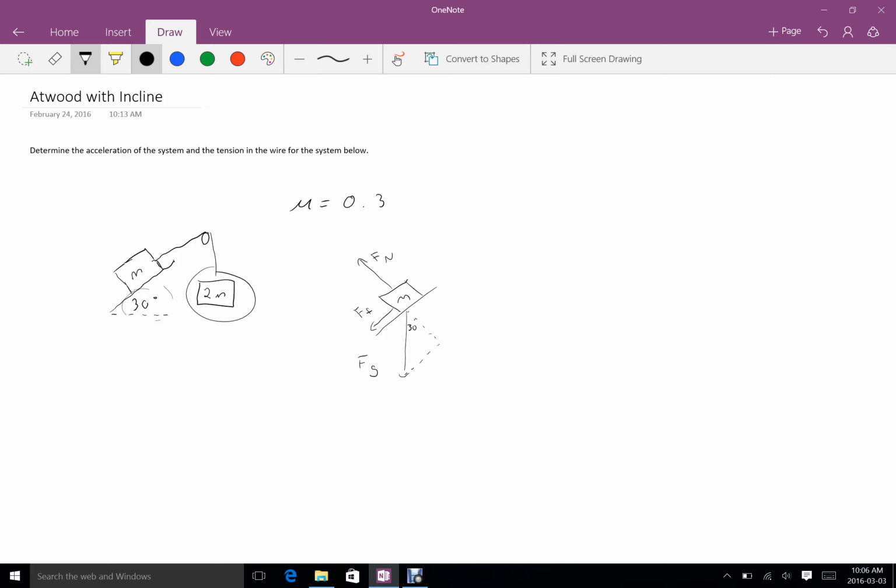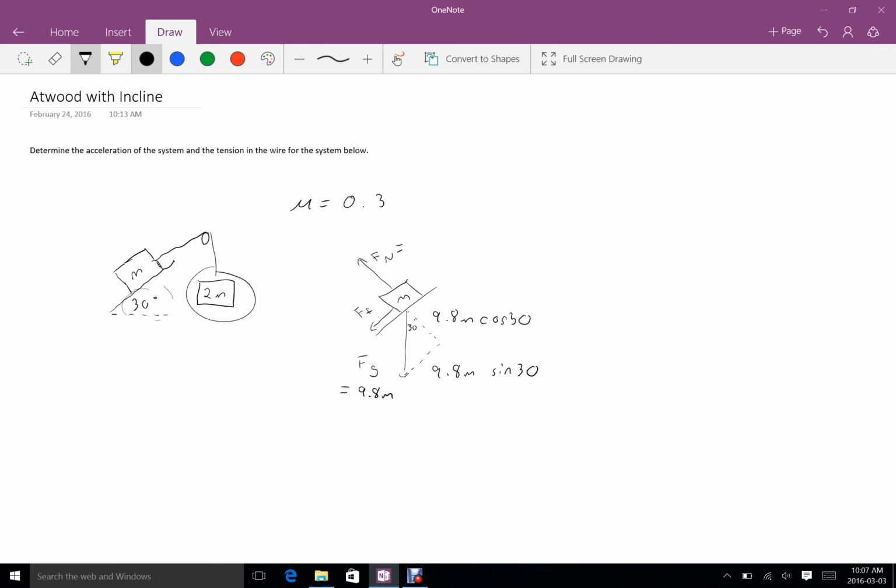Since this object is hanging and it's more massive, what I'm going to understand is that it's going to be strong enough to pull this other object up the incline, and so the force of friction is going to be fighting against that or pulling it back down. This guy works out to 9.8 m cos 30. Sorry, force of gravity is equal to 9.8 m. So this one is 9.8 m cos 30. This one's going to be 9.8 m sine 30.